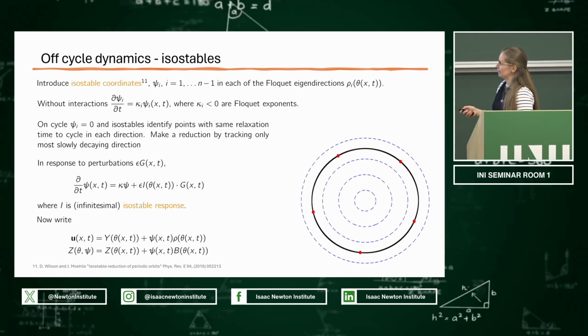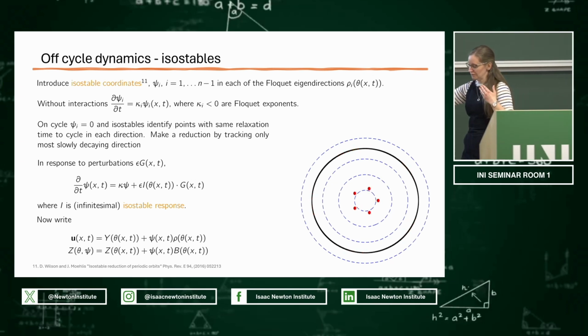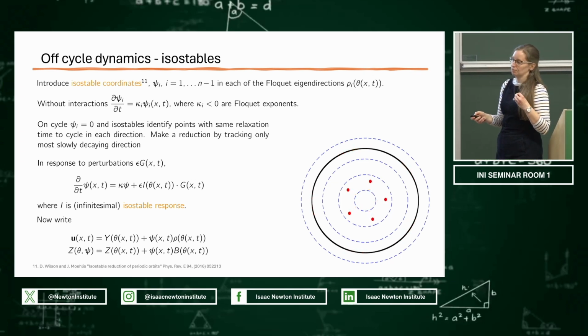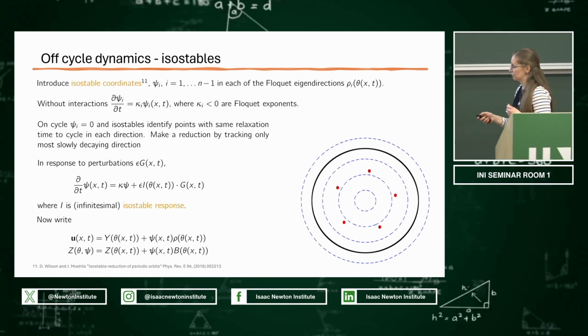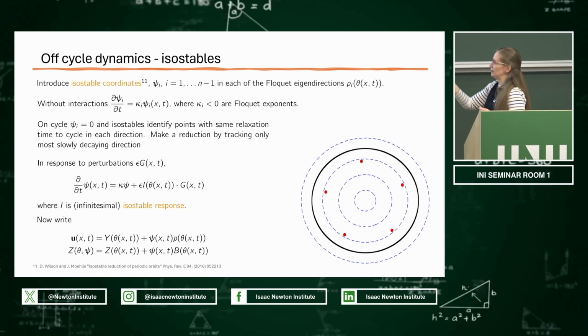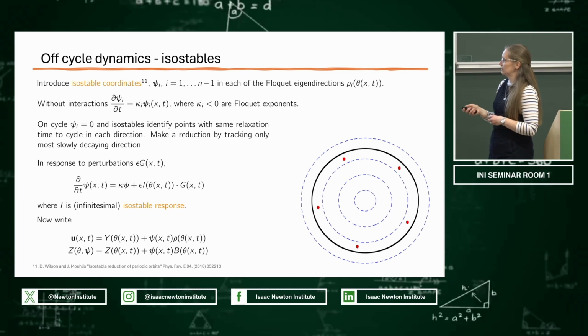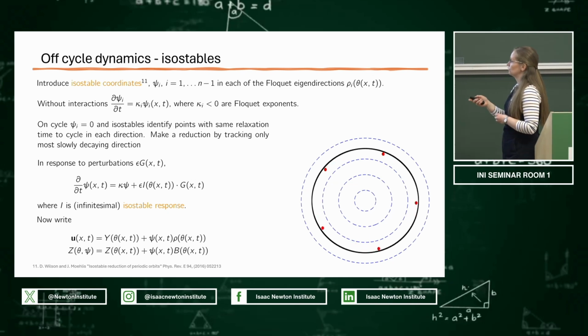I haven't written them down, but these Floquet eigendirections and this B can also be evaluated by solving a first order differential equation, sort of an adjoint equation for B, and something similar to the limit cycle for the rows.